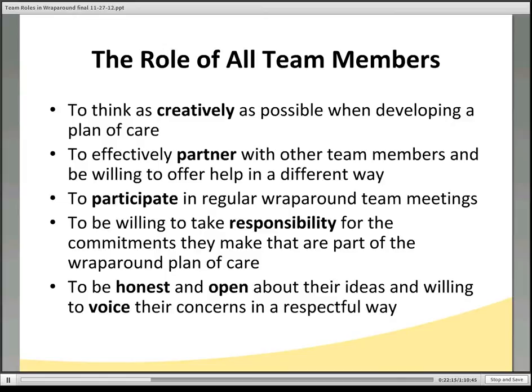But that creativity is really important when you begin to think about how you are going to help the team and the family and the youth all participate in this process and really get help that's meaningful for them. And Joanne, I don't know if you want to add anything to that.